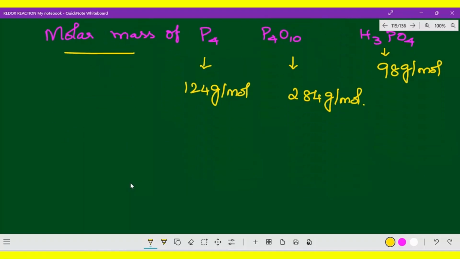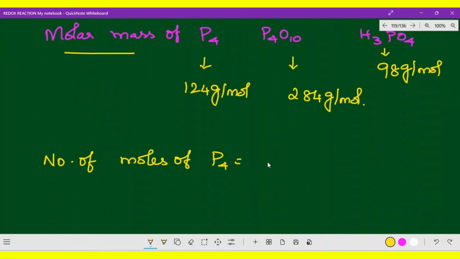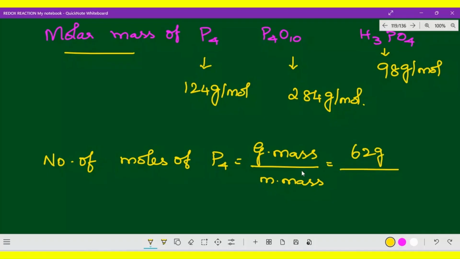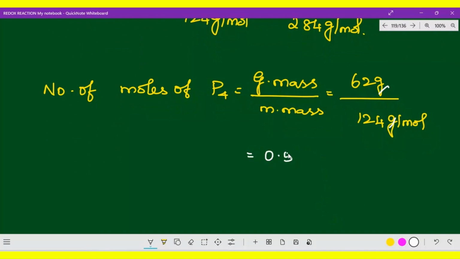Now, the next one, number of moles we have to identify. Number of moles of P4. Given mass is 62 gram of phosphorus. So given mass by molar mass: 62 gram by molar mass of P4, which is 124 gram per mole. So gram will be cancelled, and you will get 0.5 mole. Right, number of moles of P4 is 0.5 mole.